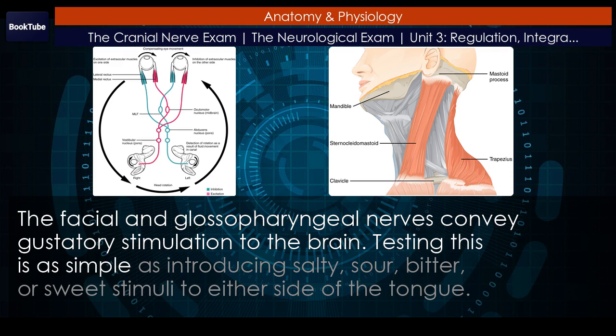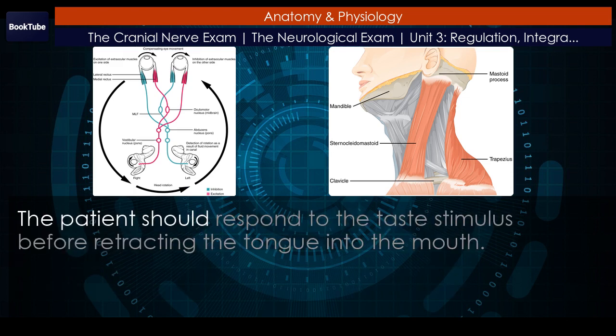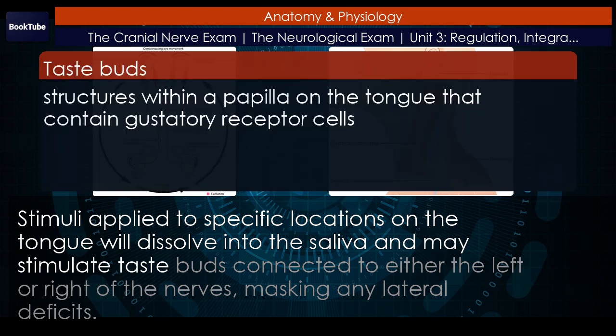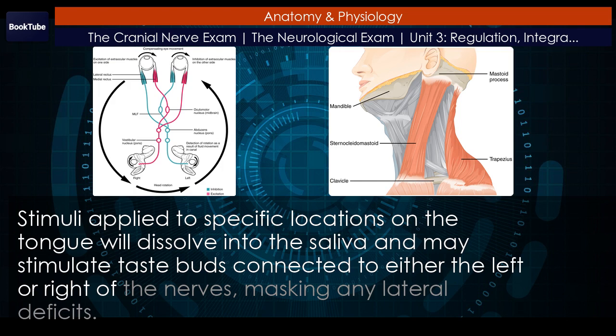Testing this is as simple as introducing salty, sour, bitter, or sweet stimuli to either side of the tongue. The patient should respond to the taste stimulus before retracting the tongue into the mouth. Stimuli applied to specific locations on the tongue will dissolve into the saliva and may stimulate taste buds connected to either the left or right of the nerves, masking any lateral deficits.